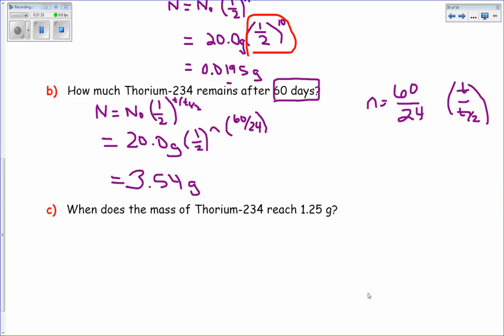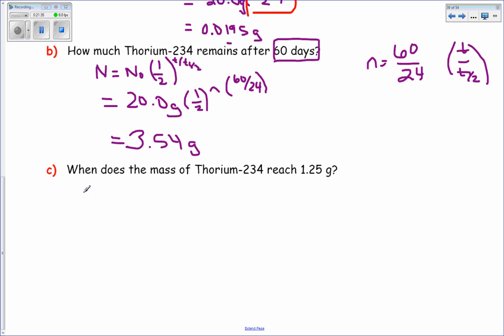Then, when does the mass of thorium-234 reach 1.25 grams? This one you don't have to do logs. I can show you an example using logs, because you can use logs to find this. But whenever you're asked to find when, you're basically looking at how many half-lives, and it will always be a whole number of half-lives. All you do is start with your initial amount, which is 20, and keep dividing by 2 until you get to 1.25.